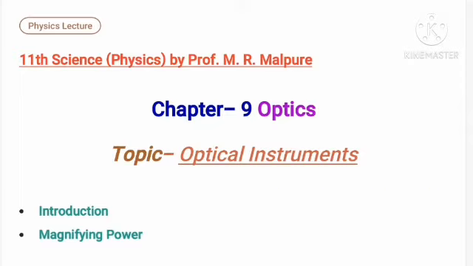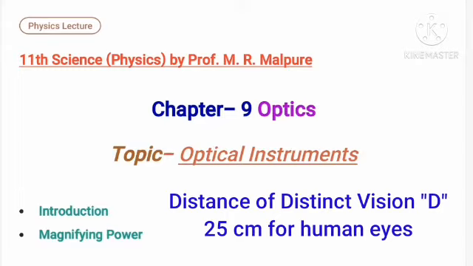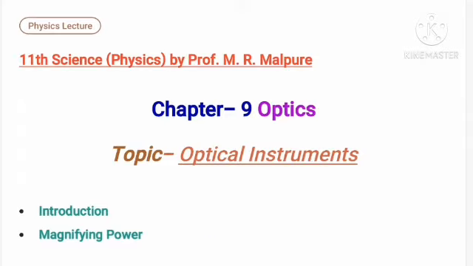The next concept is known as the distance of distinct vision. Distance of distinct vision is denoted by capital D for an unaided, normal human eye. The value of the distance of distinct vision is about 25 centimeter. When we focus on any object with our eye lens, it is not possible for our eye lens to see that object clearly closer than a certain distance. That exact distance is 25 centimeter, the distance of distinct vision.